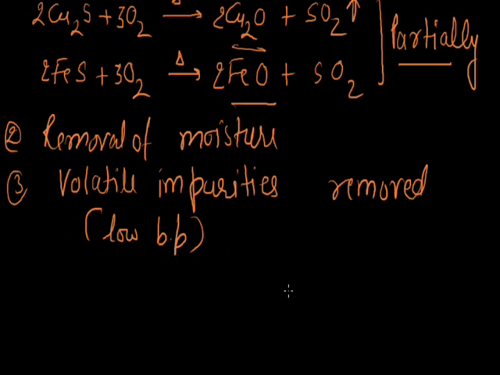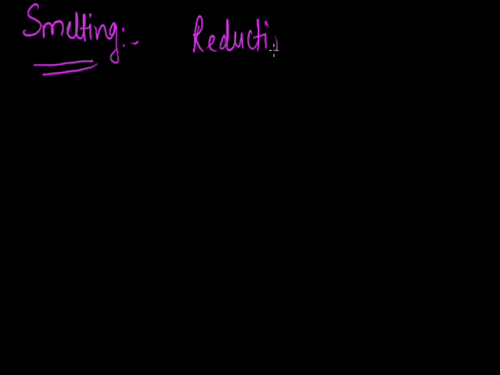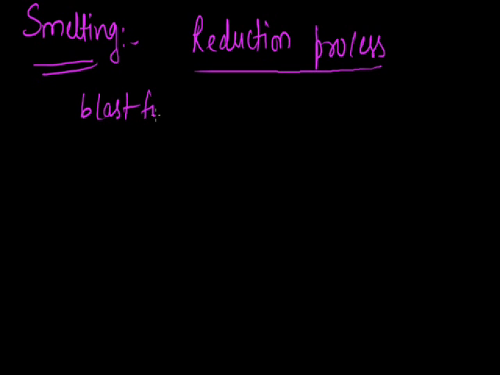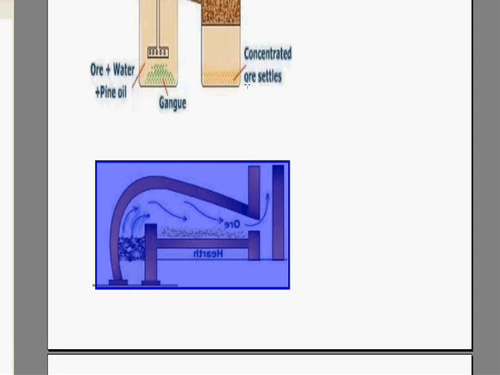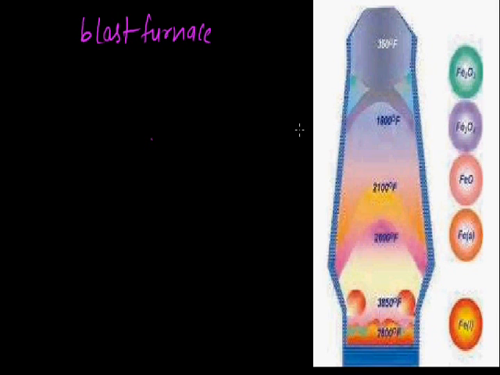Now the next step is smelting. This is a reduction process. In this process we get metal from metal oxide or oxide ore. Smelting is done in a blast furnace. It is done in a blast furnace, and we can observe the diagram of the blast furnace. This is a blast furnace.